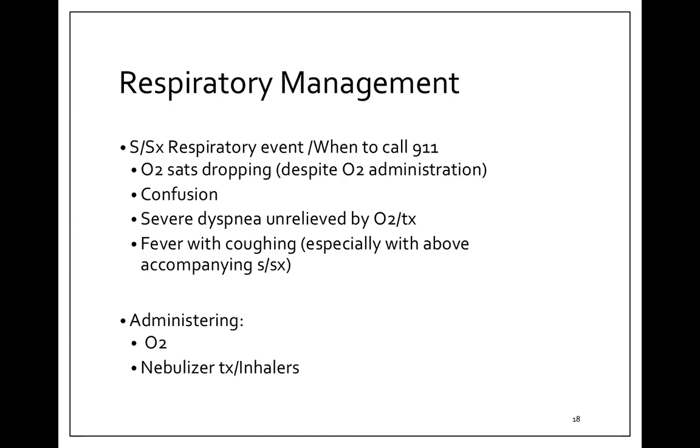Severe dyspnea is also a concern. People unable to catch their breath, especially if you are beginning to see signs of confusion, cyanosis, and again, unrelieved by oxygen. And then anybody with a fever and coughing, especially with severe dyspnea or confusion or O2 sats dropping. Now, certainly if you're able to, you would want to administer oxygen. If there's somebody who has longstanding pulmonary disease, they might have inhalers or even nebulizer treatments. However, again, you may not have access to that.